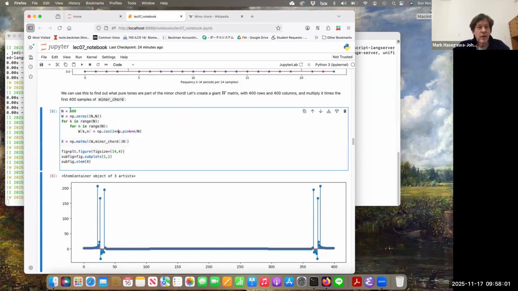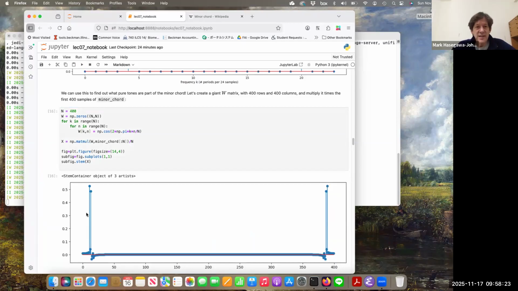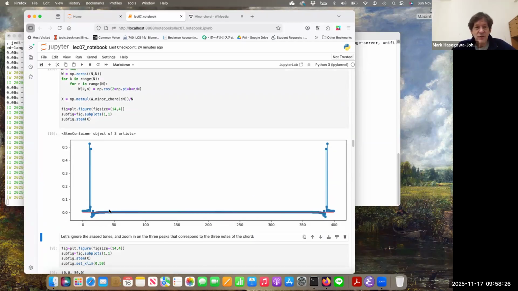Let me take a very large matrix, let's say 400 samples, and let me create a zeros matrix, capital N by capital N, and let me do the same kind of W matrix, 2 pi times little k, little n over capital N, and then let me multiply that by the minor chord, and I'll divide by capital N to get an average rather than a sum. And you can see that the average is 0 at almost all frequencies. Up here we have the aliasing. Down here we have the values that are really, truly non-zero.